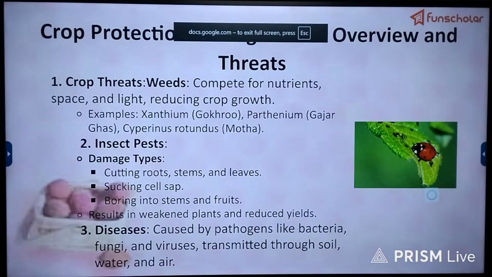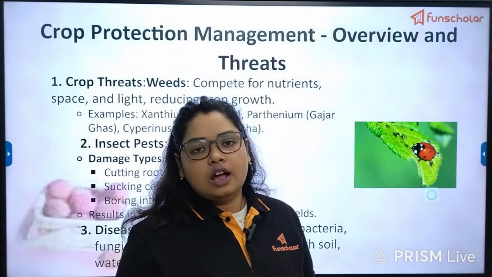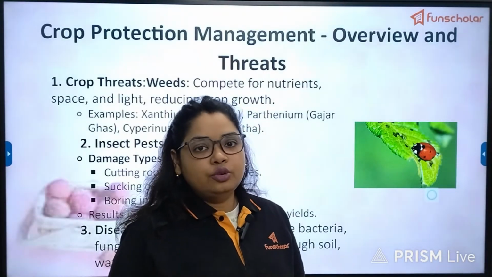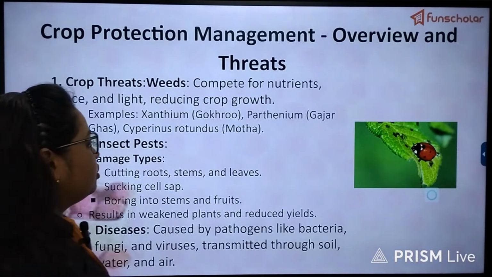So from the video, we have got a very good and detailed idea about the threats to crops as well as the methods to combat them. Now, crop threats include, for revision purposes, we need to go through this. Number one, weeds, which compete for nutrients, space and light, and thus reduce the growth of the crops.